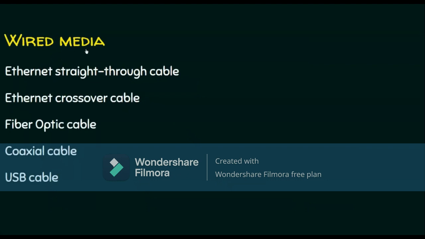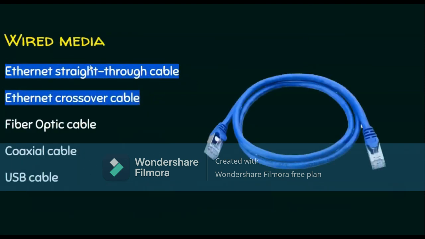The examples for wired medium are Ethernet cables, fiber optic cable, coaxial cable and USB cable. We will see each of these cables in detail now. Firstly, Ethernet cable. This is an example of an Ethernet cable. Ethernet cable is an example of a twisted pair cable. I will talk about twisted pair cable in the upcoming lectures. For the time being, you just know this is an Ethernet cable and this Ethernet cable comes in two variations. One is Ethernet straight through cable and the other is Ethernet crossover cable. We will see the difference between them.